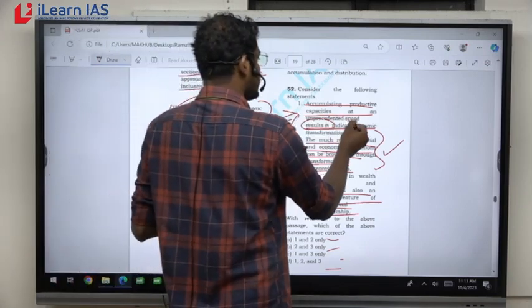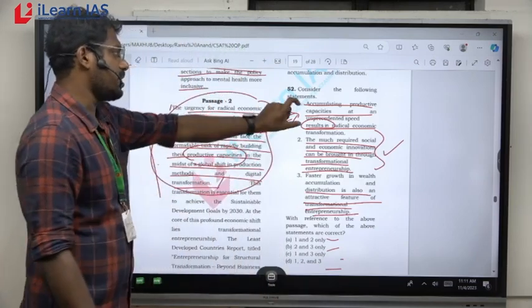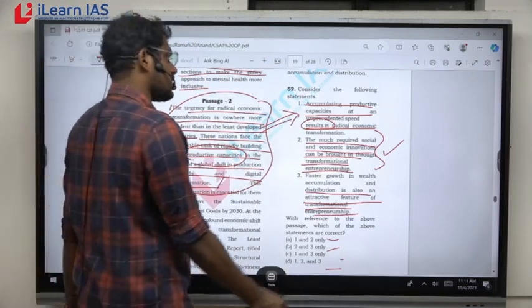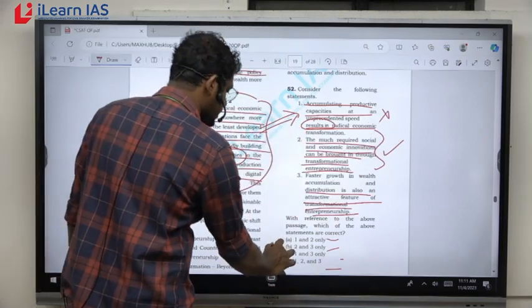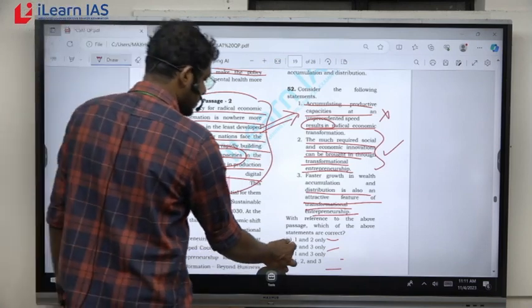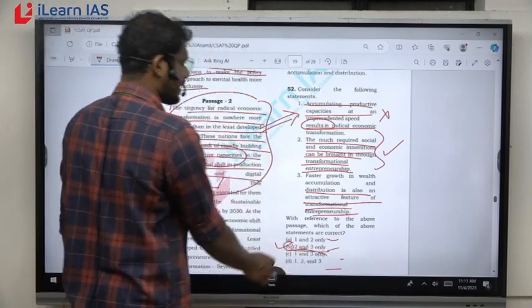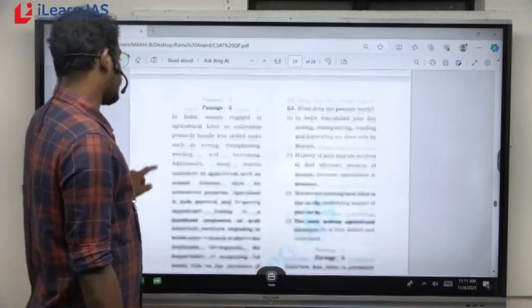accumulating productive capacities at an unprecedented speed results in radical economic transformation. Actually, the reverse is mentioned in the passage. So statement 1 can be eliminated. If you can eliminate statement 1, then we can directly reach the answer. The option B, 2 and 3, is the right answer. Moving to next question, 53.